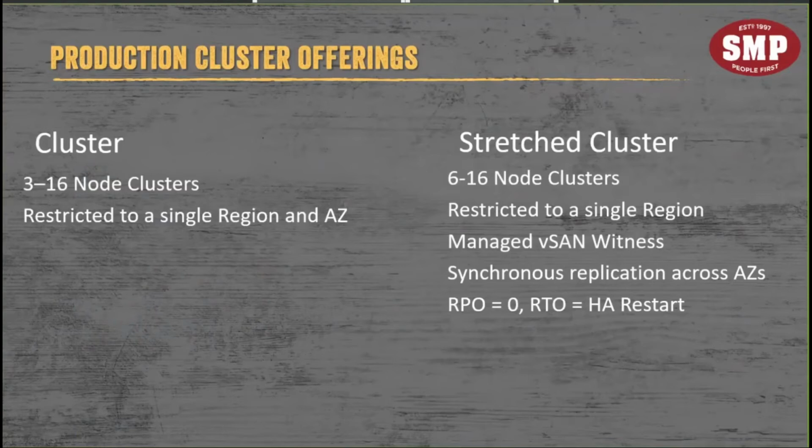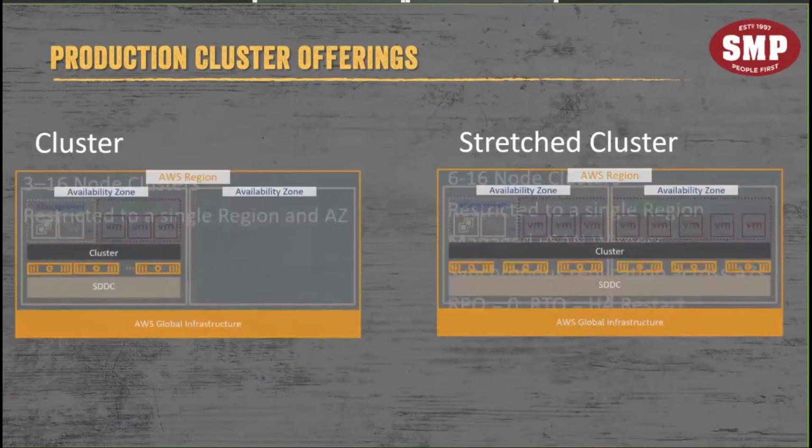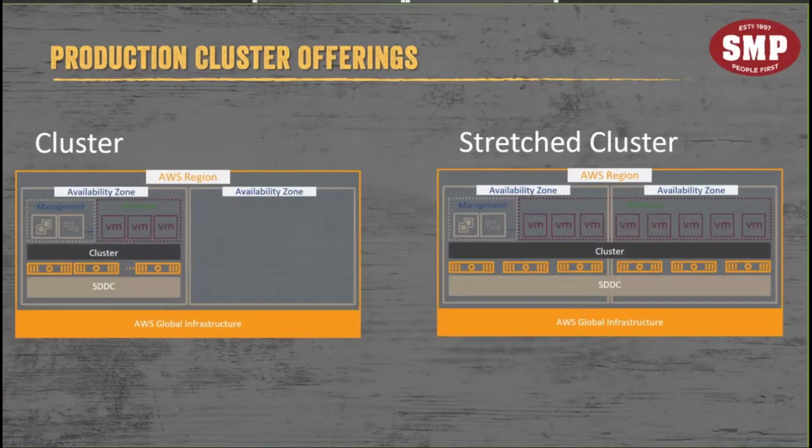However, you have that stretch cluster. So in a stretch cluster, now I can stay in the same region, but I can go across availability zones. So now that I'm going across availability zones, you have the ability to lose a whole availability zone and still not be impacted. And they provide you with that 0 RPO and the RTO of just an HA restart, which, as we all know, inside of a VMware environment, a restart usually can happen pretty quickly. So here's what that picture would look like. Both of them inside of one region, inside of one availability zone, and then you'll see the 2 availability zones on the right-hand side, all sitting on top of, obviously, that AWS global infrastructure.